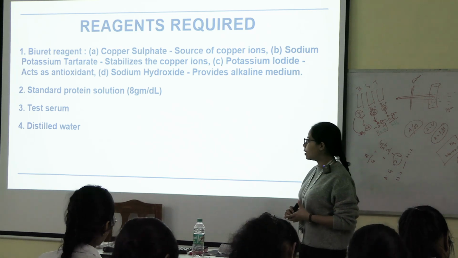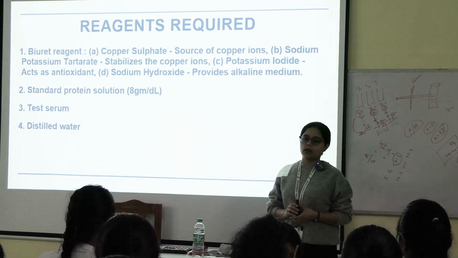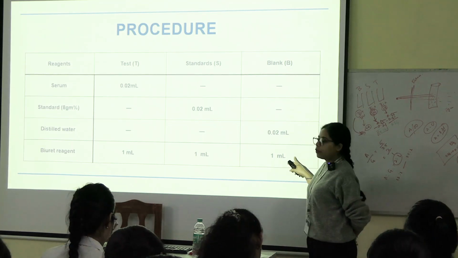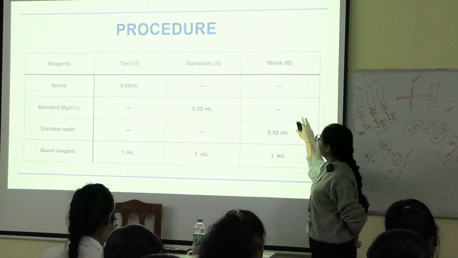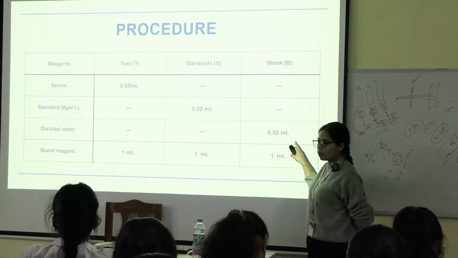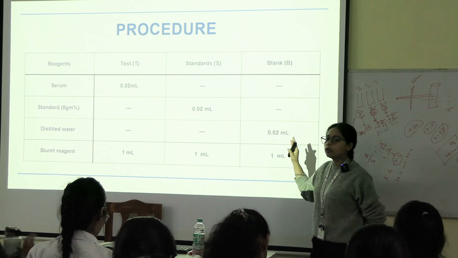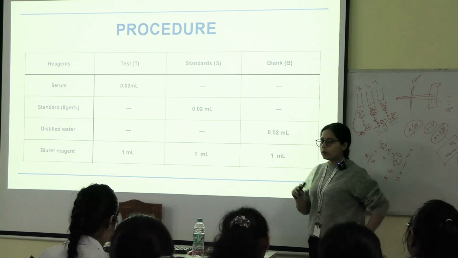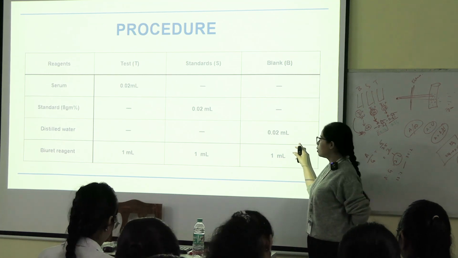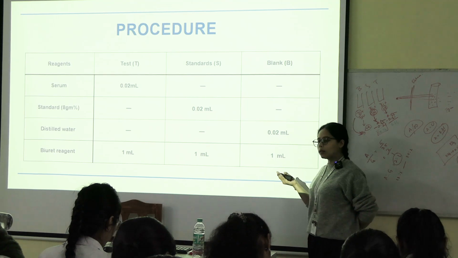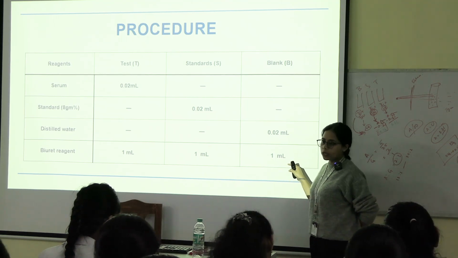Then you need test serum and distilled water. So the procedure is same. You will take 1 ml biuret reagent and in the blank you will add 20 microliter of distilled water, right? In your GOD-POD method, how much distilled water did you take? 10 microliter. Over here you will take 20. Okay, and 1 ml or 1000 microliter biuret reagent.